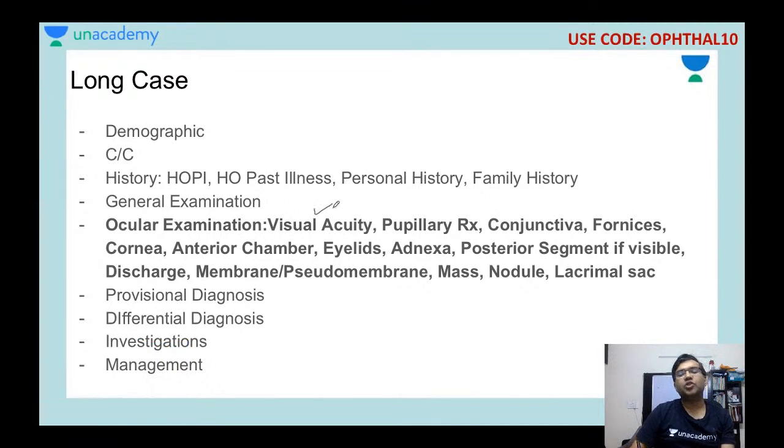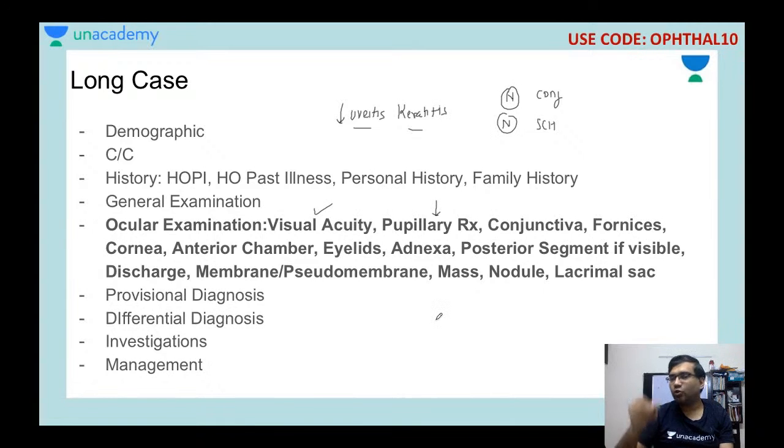So first of all, we have to take the visual acuity. Why is visual acuity important? It would be decreased in the patients who are having uveitis, who are having keratitis, but it would be normal in the patients of conjunctivitis. Okay, it would be normal in the patient with subconjunctival hemorrhage. So that's why it is very important to see the visual acuity.